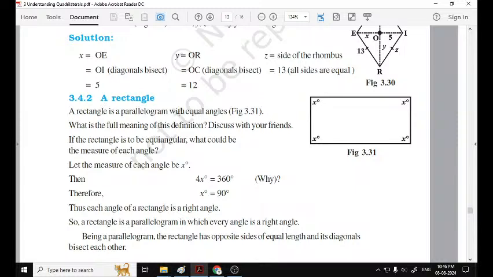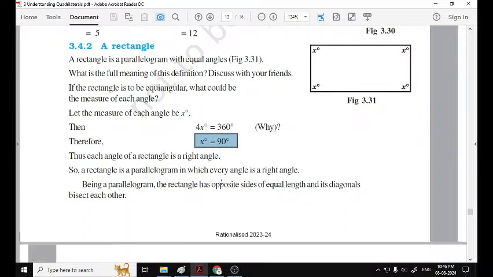A rectangle is a parallelogram with equal angles. Sum of angles of a quadrilateral is 360 and all angles are equal. Therefore, each of the angle is 90 degree. So, it is a parallelogram with one angle 90 degree. As one angle is 90 degree, its opposite is also 90, its adjacent angle is also 90.